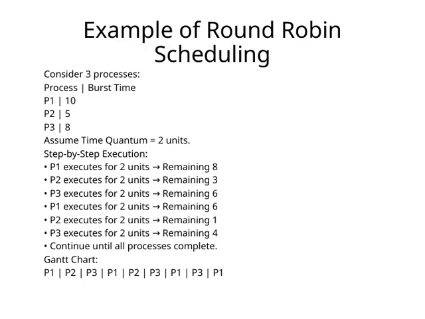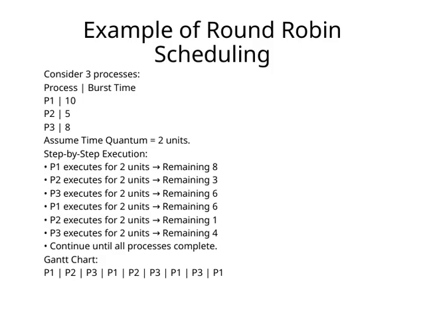Let's walk through an example of round-robin scheduling with 3 processes. We have Process 1, Process 2, and Process 3, with burst times of 10, 5, and 8 units respectively. We're assuming a time quantum of 2 units, which means each process gets a maximum of 2 units of CPU time per turn before moving to the next process. Starting with Process 1, it executes for 2 units, leaving it with 8 units remaining. Then, Process 2 runs for 2 units, reducing its remaining time to 3. Next, Process 3 executes for 2 units with 6 units left.